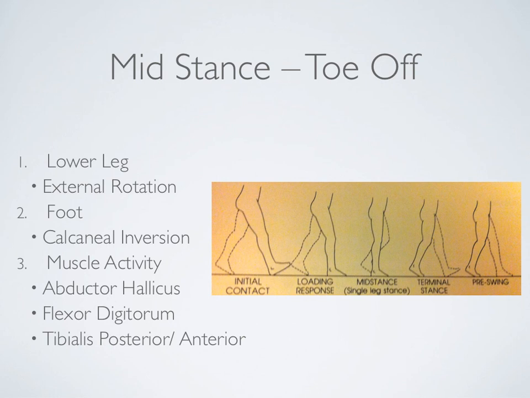Heel off to toe off. Calcaneus is inverted about 4 to 6 degrees. Mid-stance to toe off, or to heel off. The lower leg externally rotates. The foot moves into calcaneal inversion of only about 2 degrees. The muscle activity consists of abductor hallucis and the flexor digitorum brevis, to increase stability. Tibialis posterior is synergistic to the peroneus longus, while the tibialis anterior acts more as an antagonist to the peroneus longus.